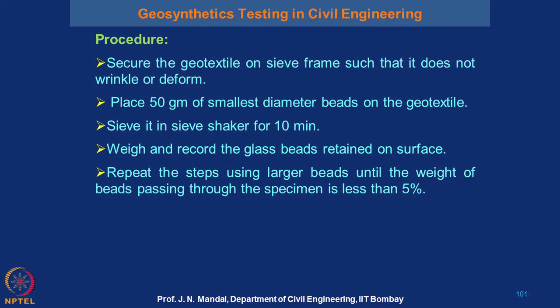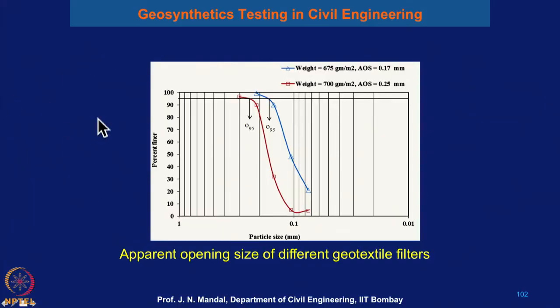So, for this procedure, secure the geotextile on the sieve frame such that it does not wrinkle or deform. Place 50 grams of the smaller diameter beads on the geotextile and sieve it in the sieve shaker for 10 minutes. Weigh and record the glass beads retained on the surface. Repeat the step using the larger beads until the weight of the beads passing through the specimen is less than 5%. So, you have to remember, 5% passing through. And then you can draw the relationship between the percentage finer and the particle size, and it depends on the weight.